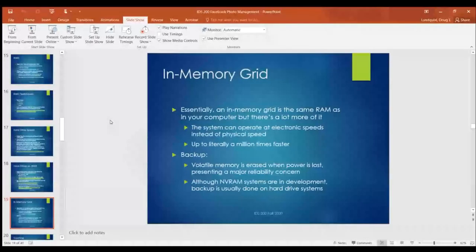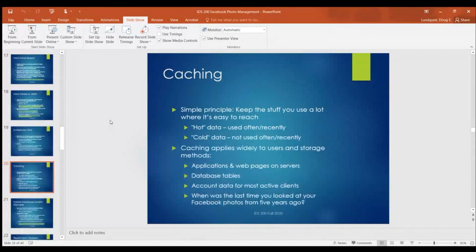Okay, so that's what an in-memory grid is, right? For very popular requests, you can operate at electronic speeds instead of physical speeds. Okay. This brings us to our concept of caching, which we talked about the other day. So caching is a widely used principle in information technology, and it just means keeping the stuff you use a lot where it's easy to read. So hot data is data that's used often or recently. Cold data is something that hasn't been used often or recently. And it's applied in a lot of different ways.